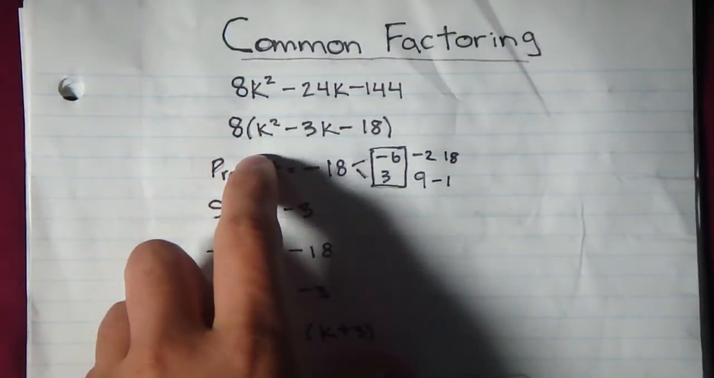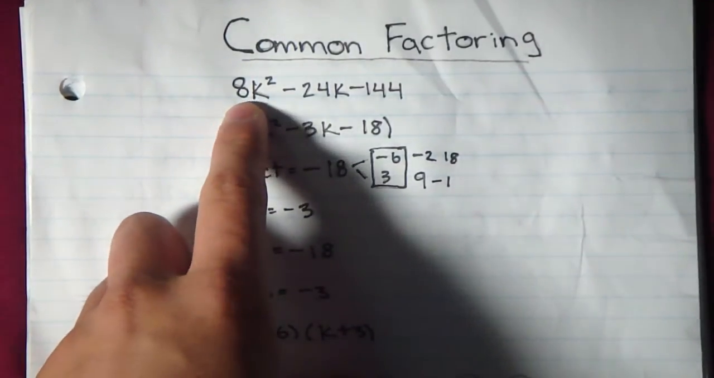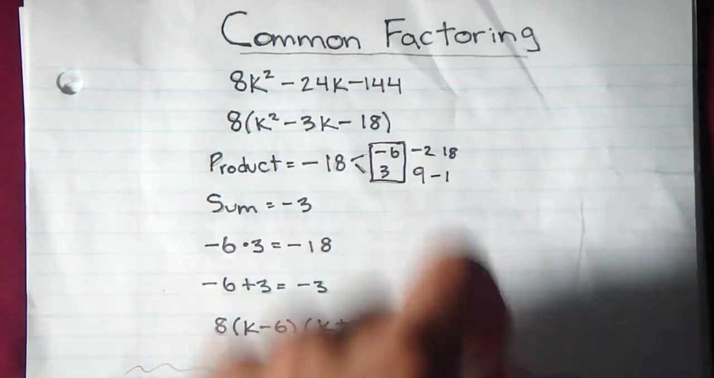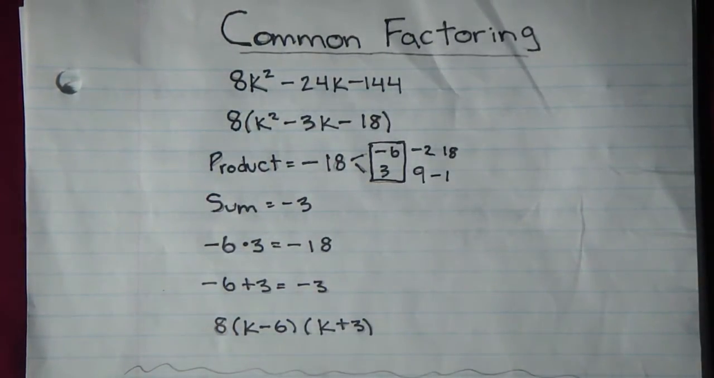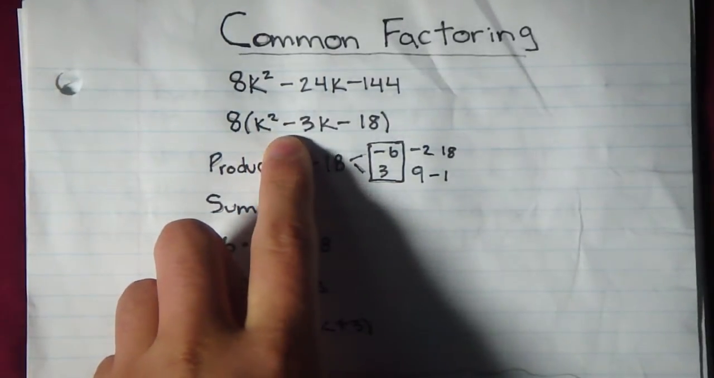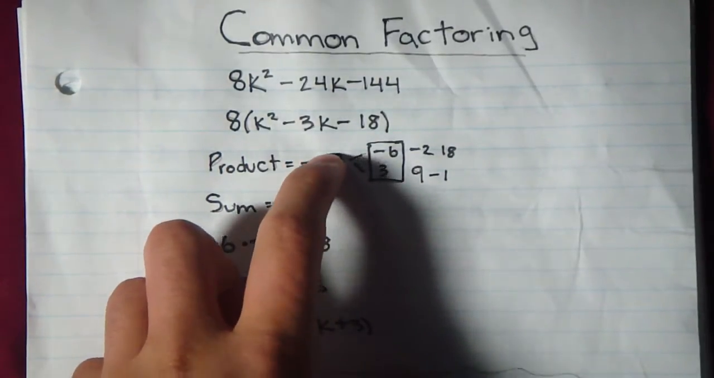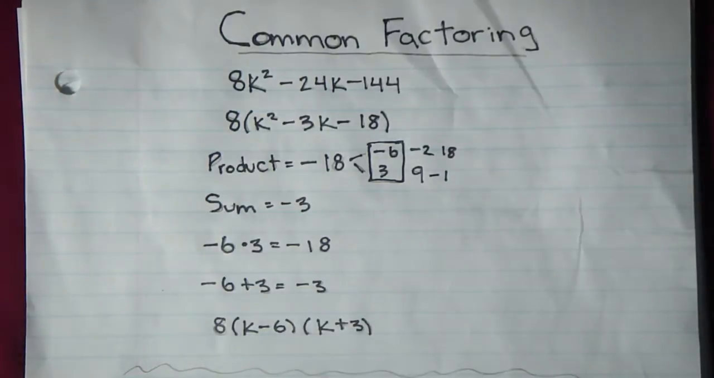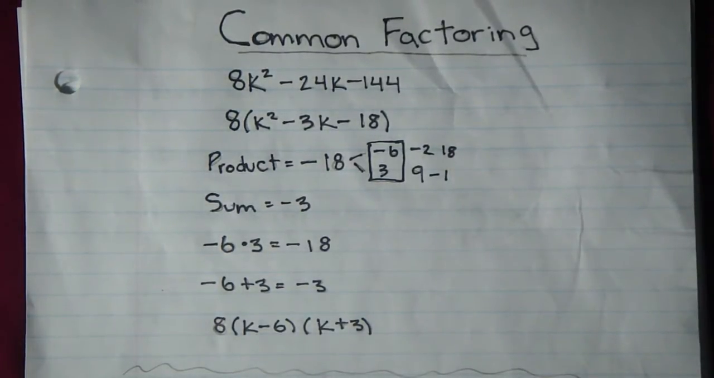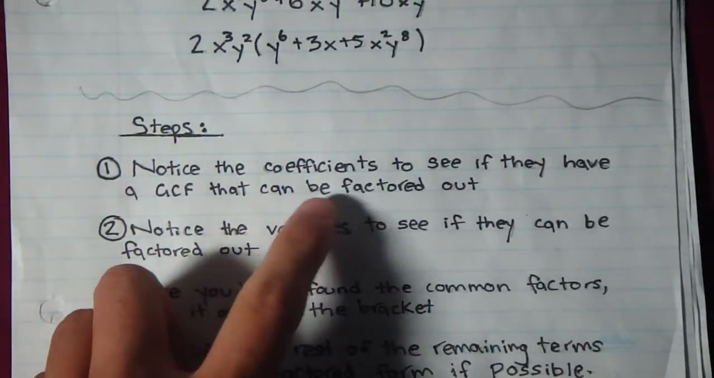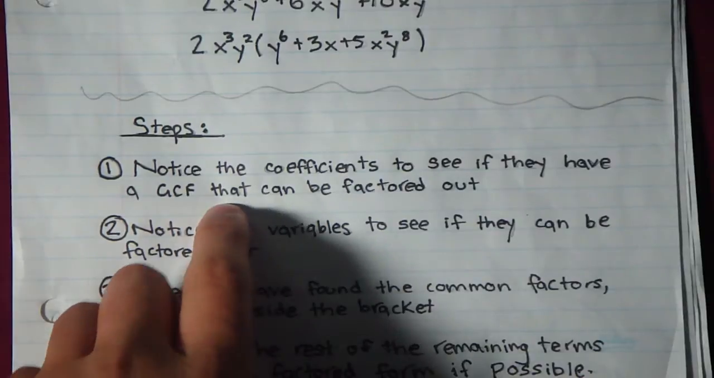Common factoring is basically simplifying an expression or equation. For example, you can notice here 8, 24, and 144. These are all fairly large numbers. If you want to simplify it to make your life easier and get this, where the numbers are much smaller and much easier to work with, you have to common factor. And to common factor, there are certain steps involved. The first step is to notice the coefficients to see if they have a GCF that can be factored out.